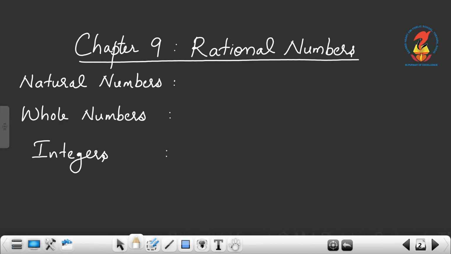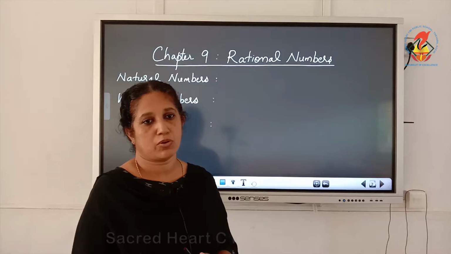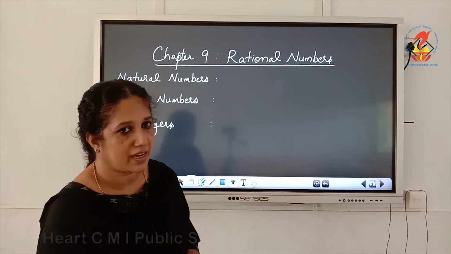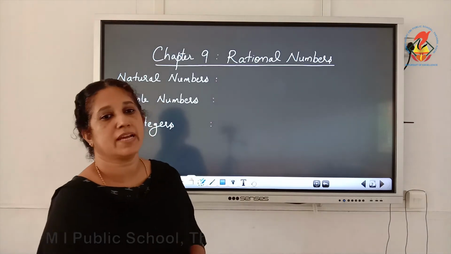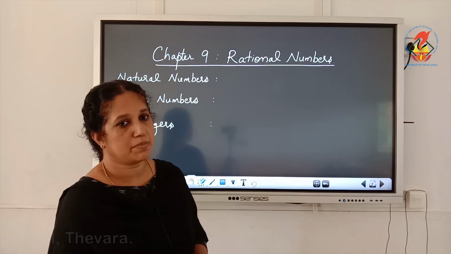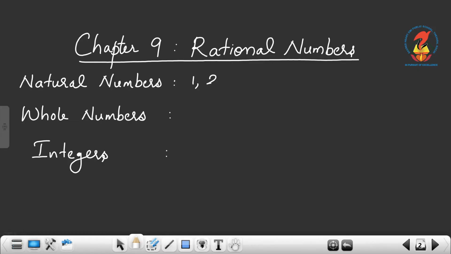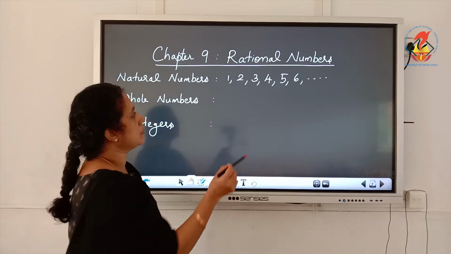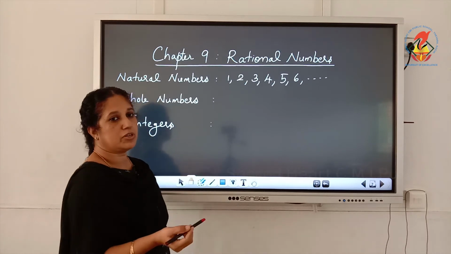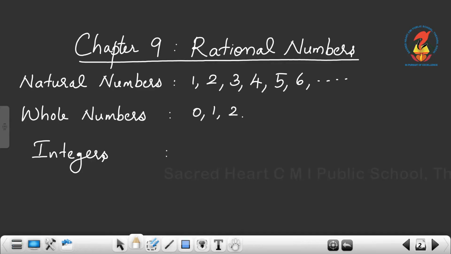You started the study of numbers by counting objects. The numbers which are used for counting are known as counting numbers or natural numbers. Now which are the natural numbers? The numbers 1, 2, 3, 4, 5 etc. are known as the natural numbers. Then if you include 0 to this collection of natural numbers, we get whole numbers. Therefore, the whole numbers are 0, 1, 2, 3, 4, 5 etc.